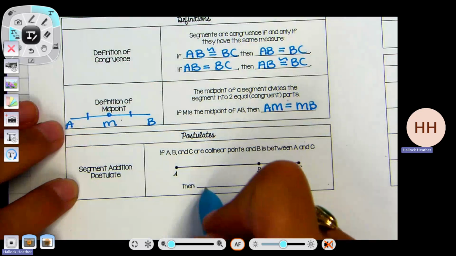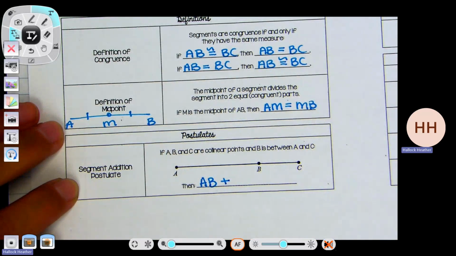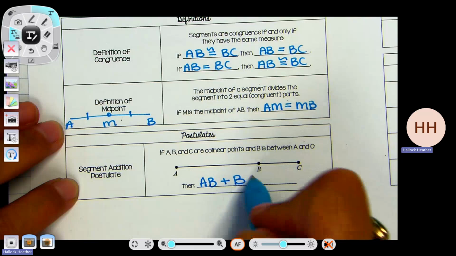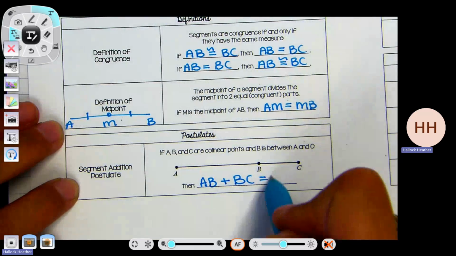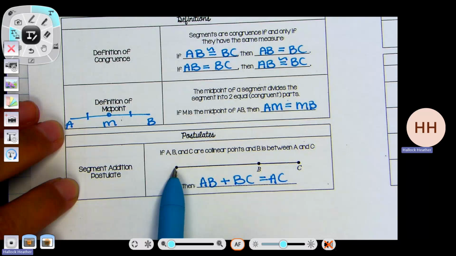Let's say I say AB. What could I add to AB? BC. And then what would it equal to? AC. So if they take pieces of a segment and add them together and it equals the whole distance, then that's just the segment addition postulate. So this is all technically old stuff. We just haven't really done proofs with it.